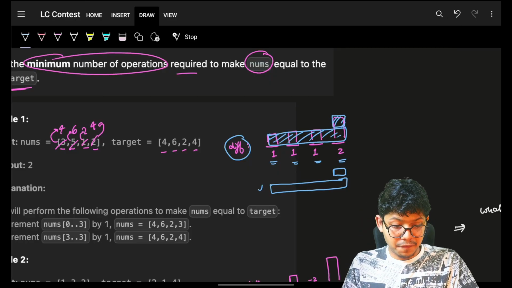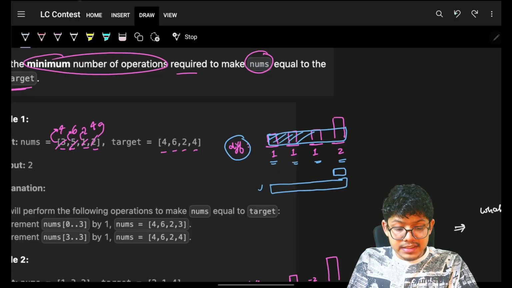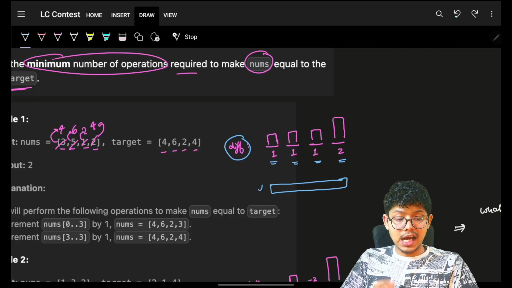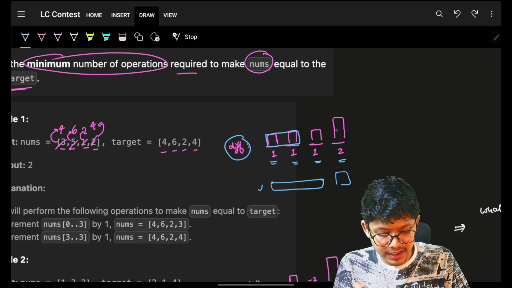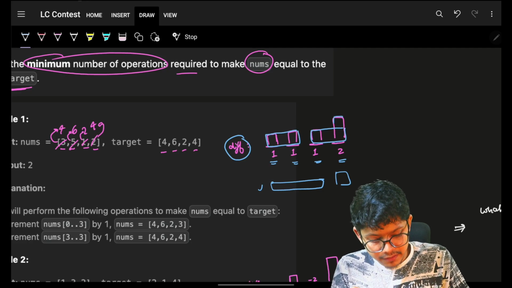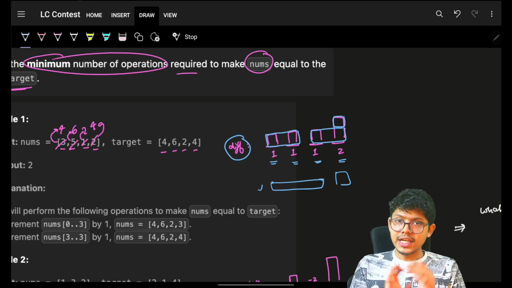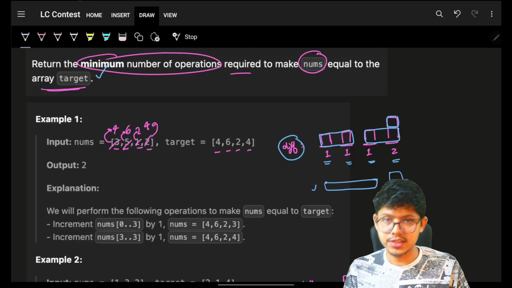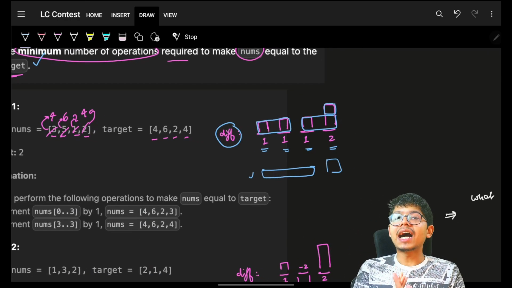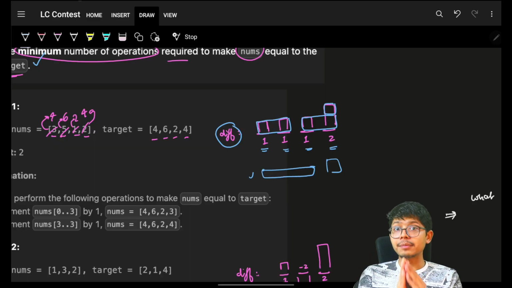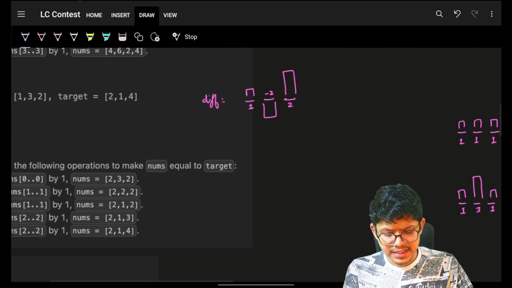Now, if I had not done it like this, then there could have been an answer which takes more operations. For example, I take one subarray here, one subarray here, one subarray here. So you know operations required is 3. I have to get the minimum operations required. So you realize in this case, there were two ways I could achieve my answer as 2. Okay, let's take the next example.